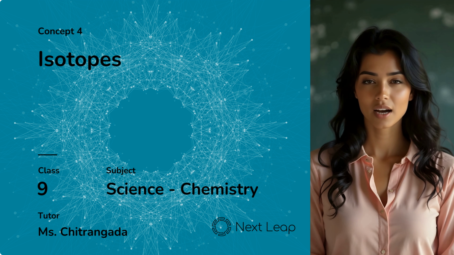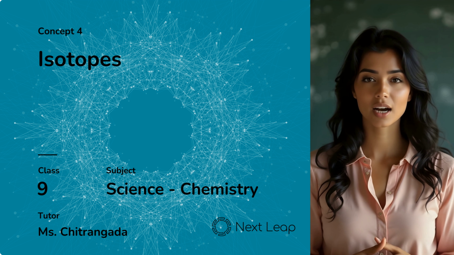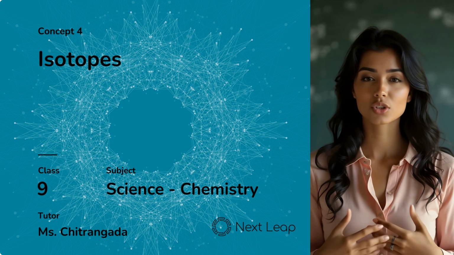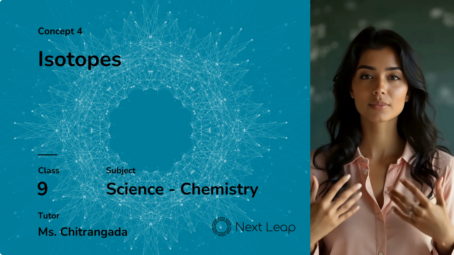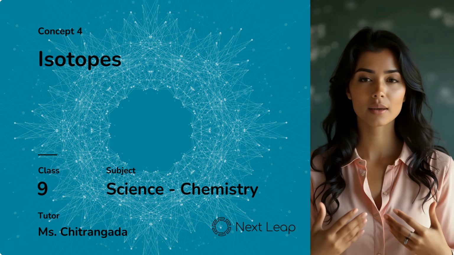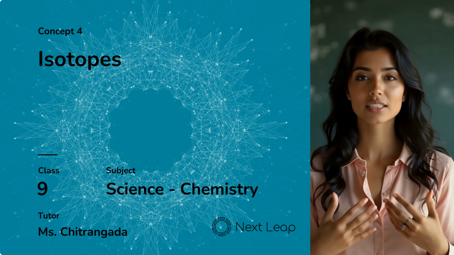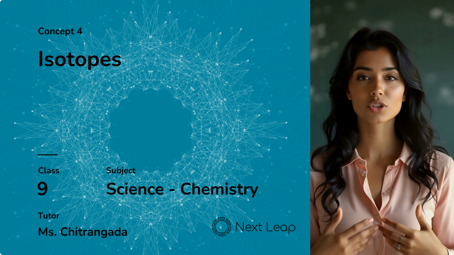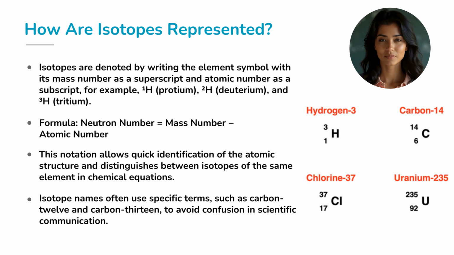For example, hydrogen exists as three isotopes: protium, deuterium, and tritium. All three have one proton, but protium has zero neutrons, deuterium has one, and tritium has two. But how do scientists keep track of all these different forms?